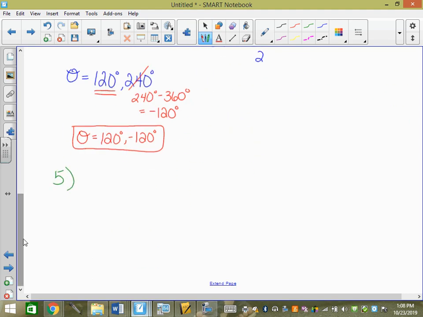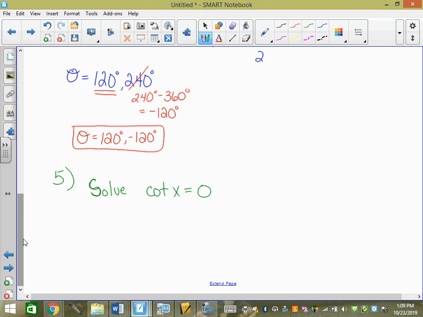Ready? Let's do solve cotan x equals 0. Now let's think about this. When cotan x equals 0, cotan is cos over sine. Remember, you don't need to do cotan and tan together. Cotan is cos over sine.